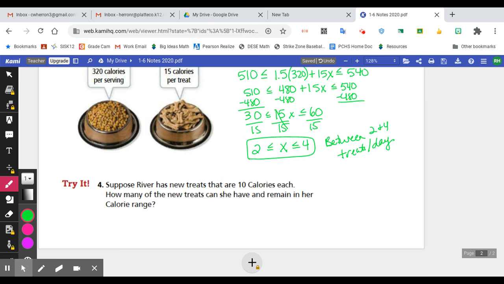All right. So suppose River has new treats that are 10 calories each. How many of the new treats can she have and remain in her calorie range? So same thing here. We basically just replace what we had when we started with 30. And these are going to be 10x. It was 60. Okay, so divide by 10, divide by 10, divide by 10, and you get 3 and 6.